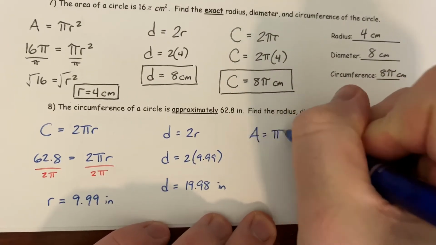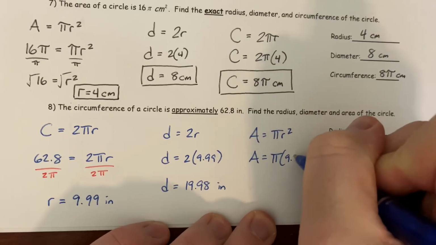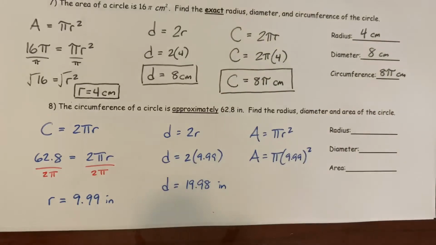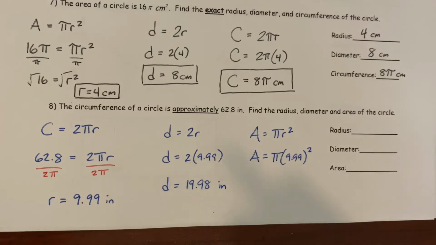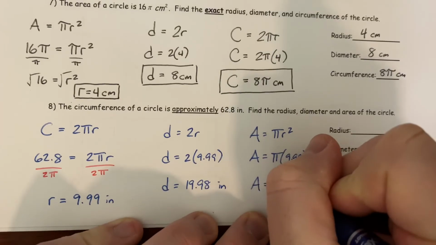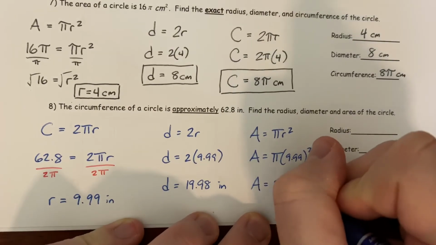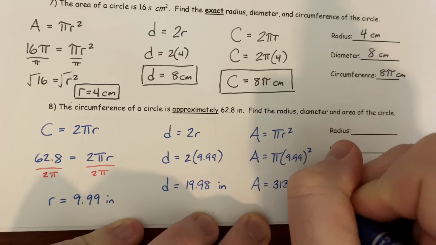Area is pi times the radius squared. Area is pi times 9.99 squared. Please get used to writing this out to 2 decimal places, guys, for your approximate answers, just to make it easier on yourselves, just so that your answers might look a lot like what you'll see in the answer keys. But at the end of the day, you take that 9.99 and square it, you multiply it by pi, you should get an answer that looks a little something like this.